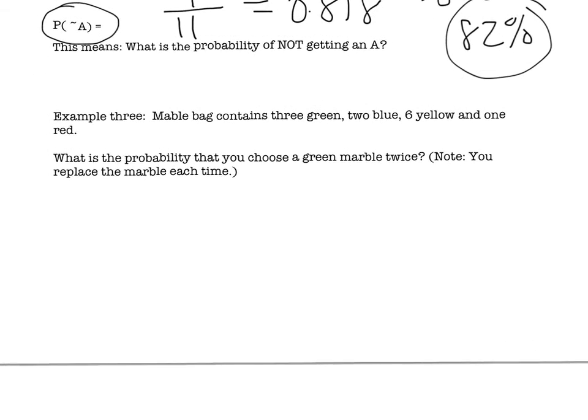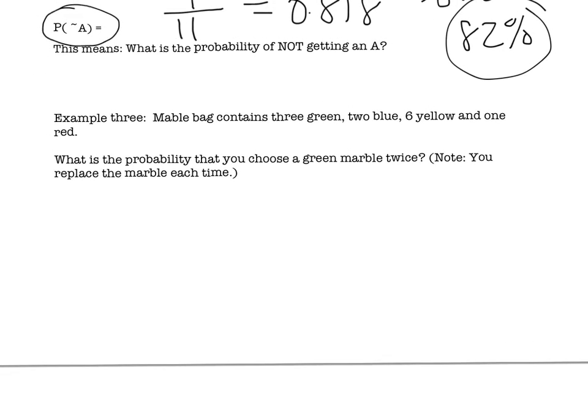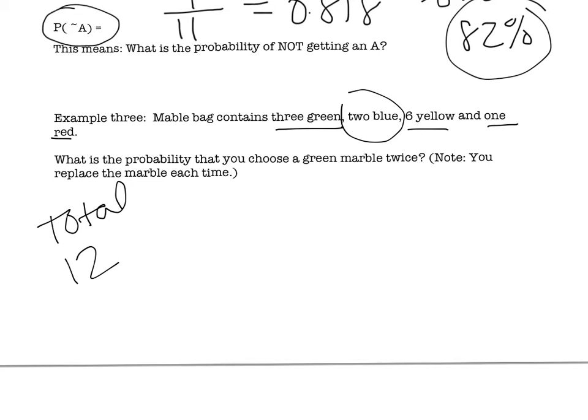Then we talk about a marble bag. We've got 3 green, 2 blue, 6 yellow, and then 1 red. So altogether, we've got 3 and 2 is 5, plus 6 is 11, 12. Now they're saying, what is the probability that you will choose a green marble twice? Note you replace the marble each time.